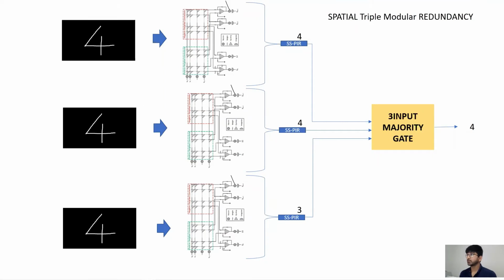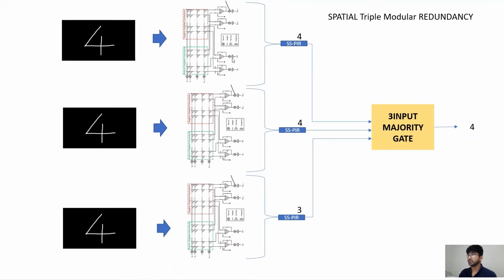In this slide, we're going to discuss spatial triple modular redundancy, where you can see in the figure that a single network is replicated 3 times, and the output is seen at the 3 input majority gate. We give similar input to all the networks, so if a network causes an error, the 3 input majority gate is going to fix the error, and the output is given as shown in the figure over here.